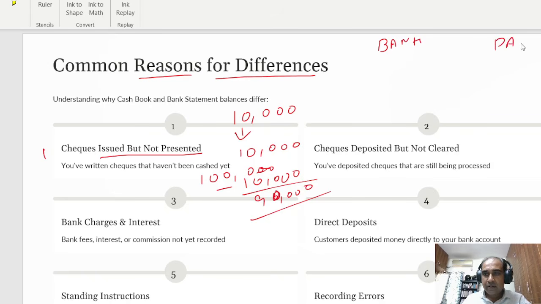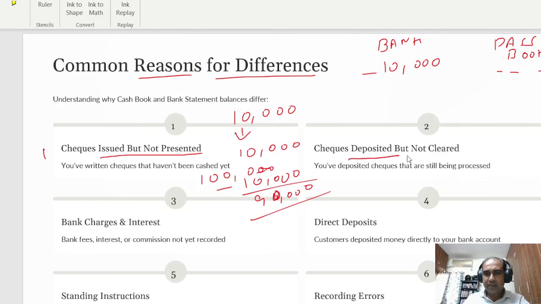This is my passbook. So in such case, my bank balance will reduce by how much? 10,000 rupees. But this entry is not passed in my passbook at this moment. Whenever the check is presented, that is the time when the passbook will record this entry. So my book balance will be reduced by 10,000, whereas my passbook will be showing a higher balance. This is check issued but not presented.